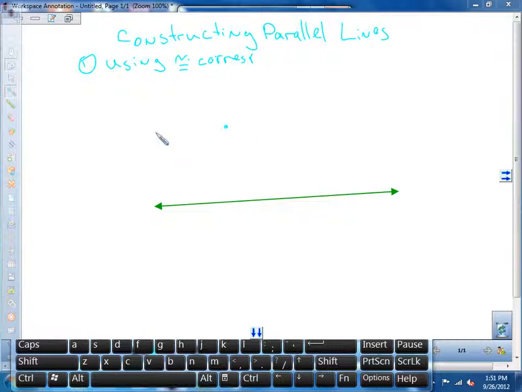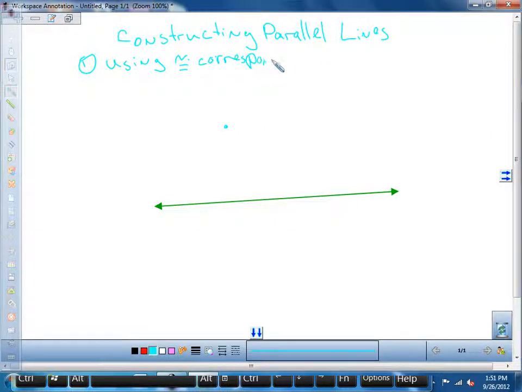Okay? So you want to do this using congruent corresponding angles. Alright? And this one is a little more tricky than some of the other ones. So I'm going to try to do this with my virtual compass. Maybe I'll be able to, maybe I won't. So corresponding angles, and say I want to draw a line parallel to this line that goes through this point. Okay? So the first step you do is you make a transversal.